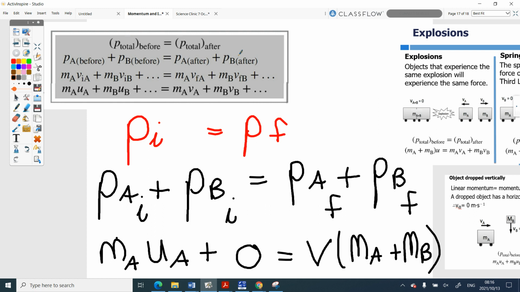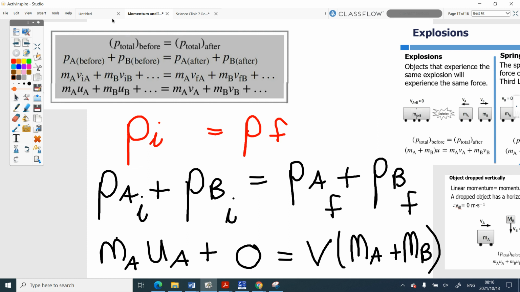But that's if they're coming towards each other, right? So if they're coming towards each other, and this one is positive, what is this one going to be? Negative. Now that's what you must remember, because now what if they bounce? This one that was positive is now negative. And this one that was negative is now positive.